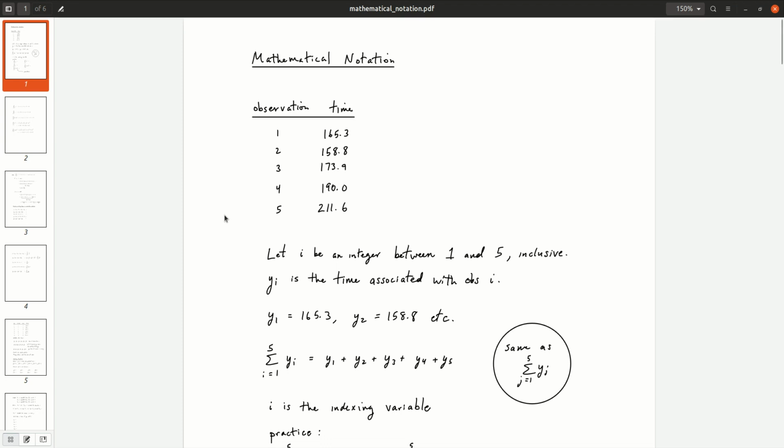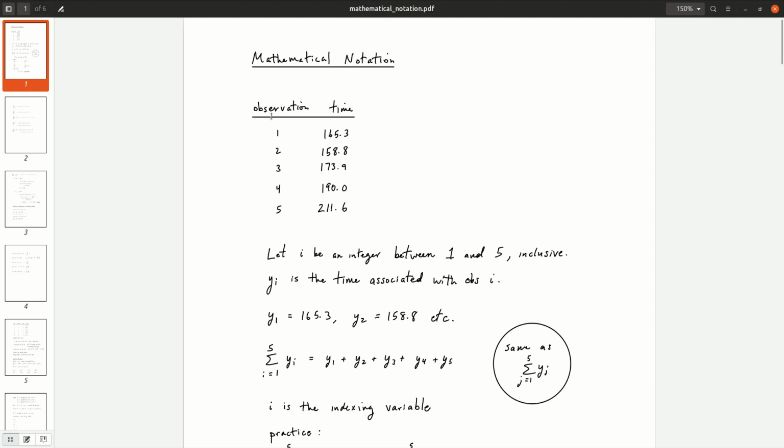All right, so if we want to refer to the data in this table, it's helpful to have some sort of notation. So here I'm writing, let i be an integer between 1 and 5. So i can be 1 or 2 or 3 or 4 or 5. And y subscript i, so y with a little i next to it, is the time associated with observation i.